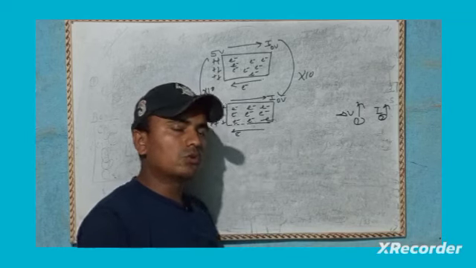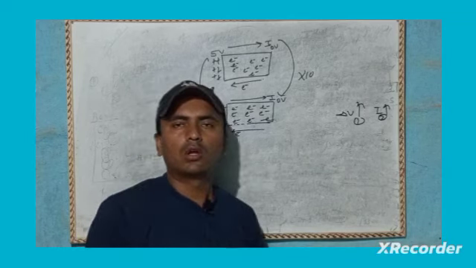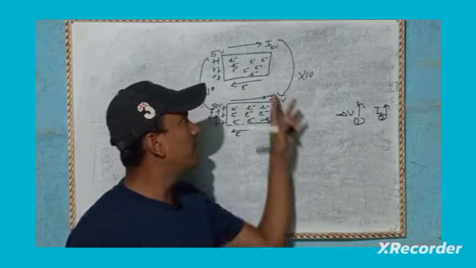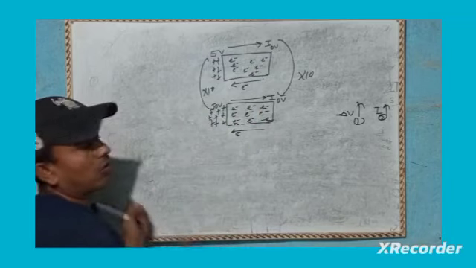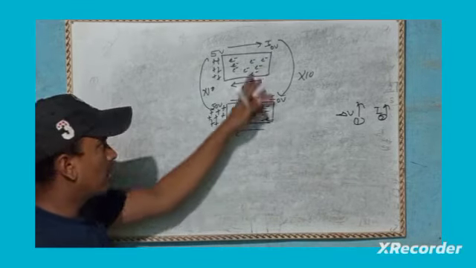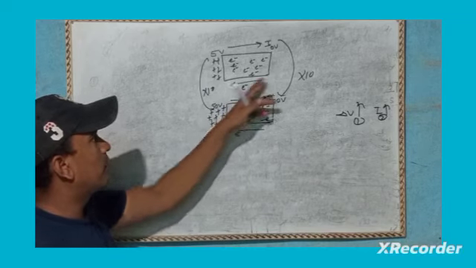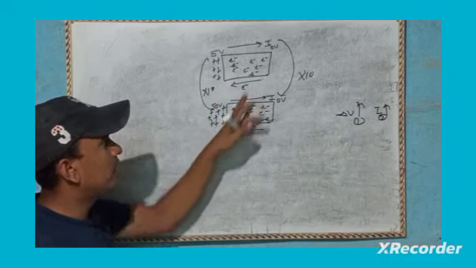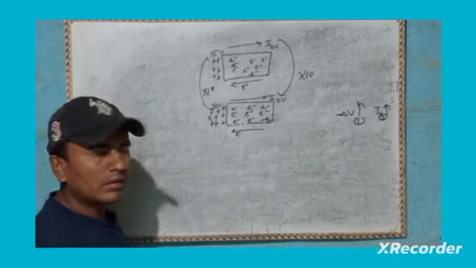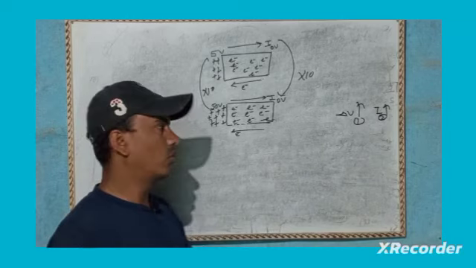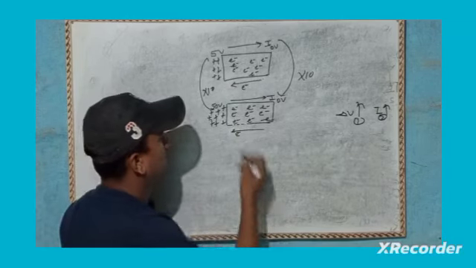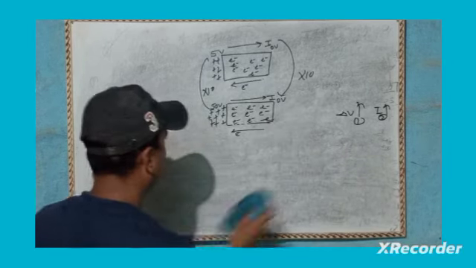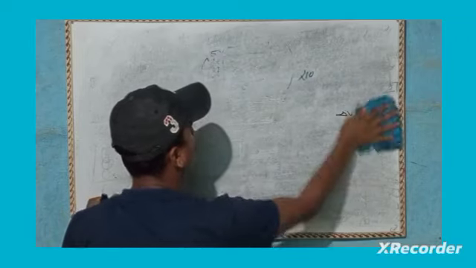What is the Ohm's law statement? Whenever a potential difference is applied across a conductor, the current flowing is proportional to the potential difference of that conductor, according to Ohm's law. So observe, yes or no?